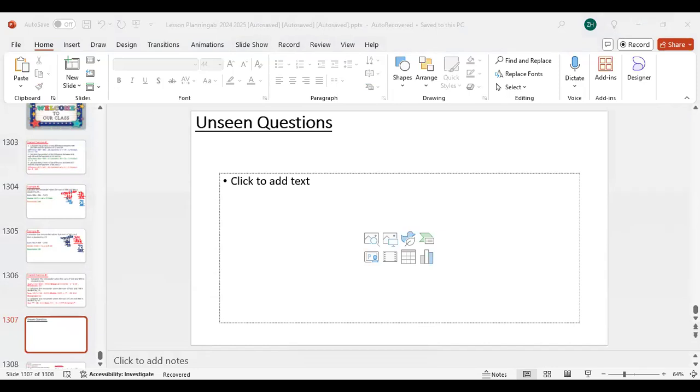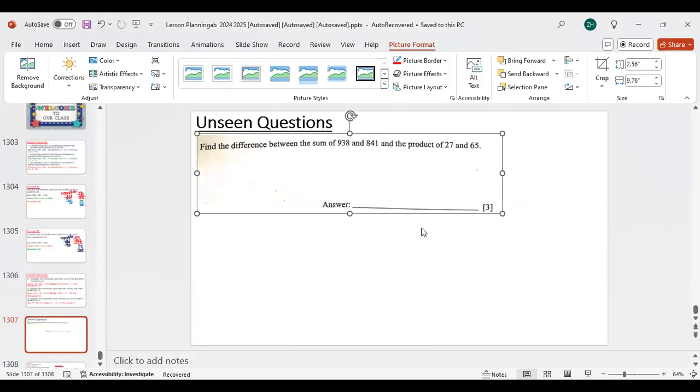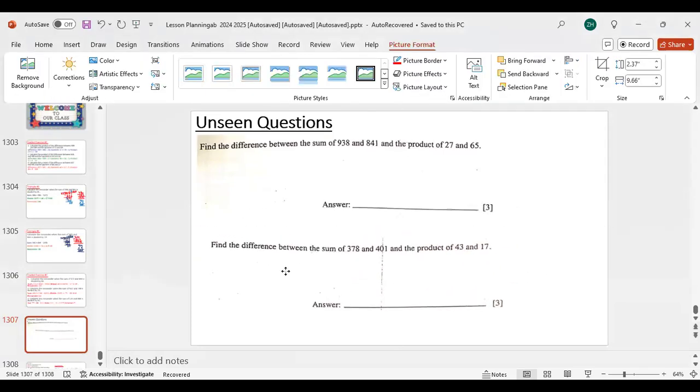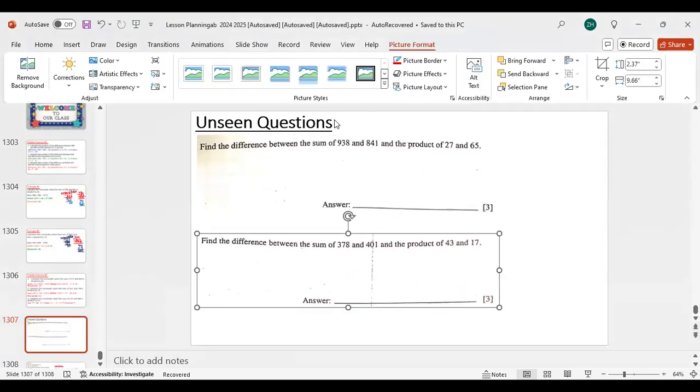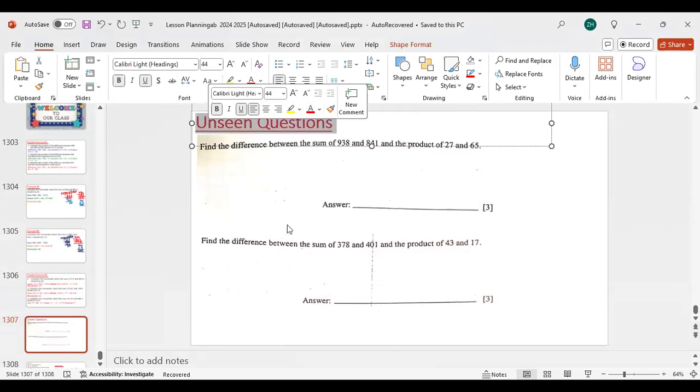So I think I'm probably going to give you all 2. Let me give you 2 of them. Are we writing it down? Yes, you're writing it down and doing it in your book. This one, find a difference, and then one more. These two unseen questions. In the exam, you've never seen this one before, but it's similar to what we have done so far.